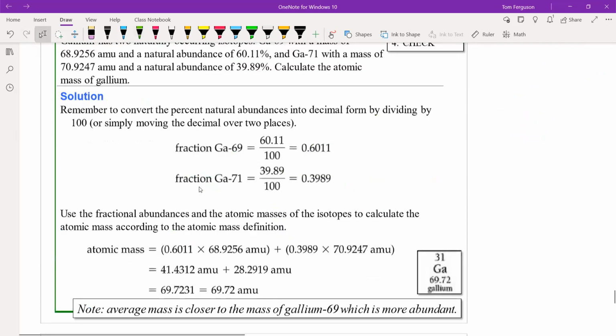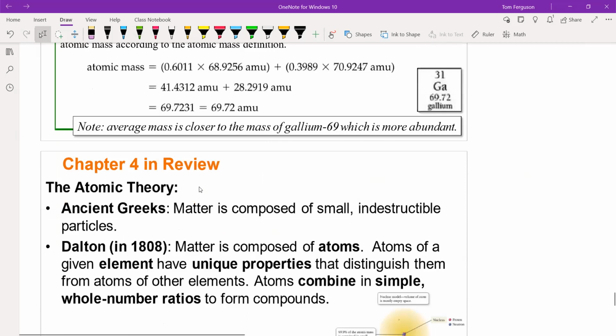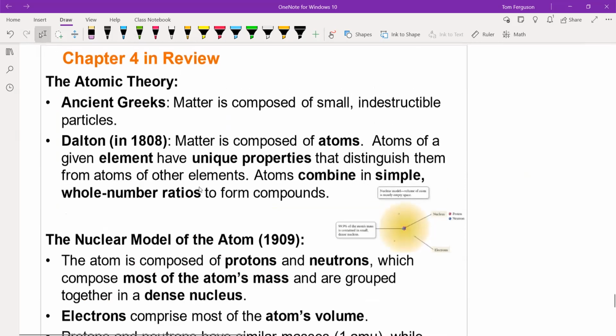Okay, here's some more practice. That's chapter 4. I gave you this slide on the top. Now, in Mondo, we're going to post some more worksheets besides the practice problems. There's some worksheets, and I'm going to post the answers also.